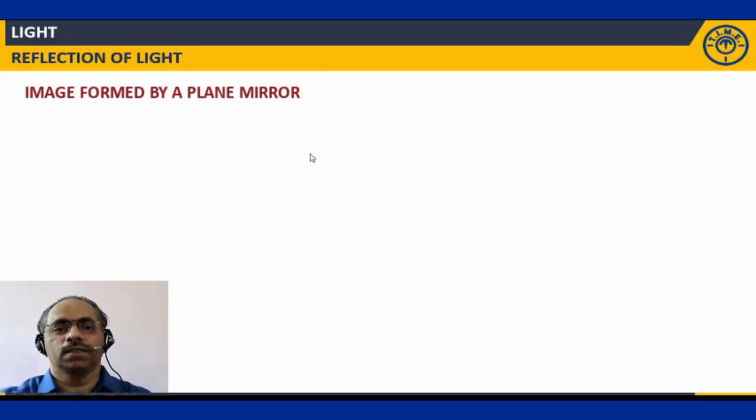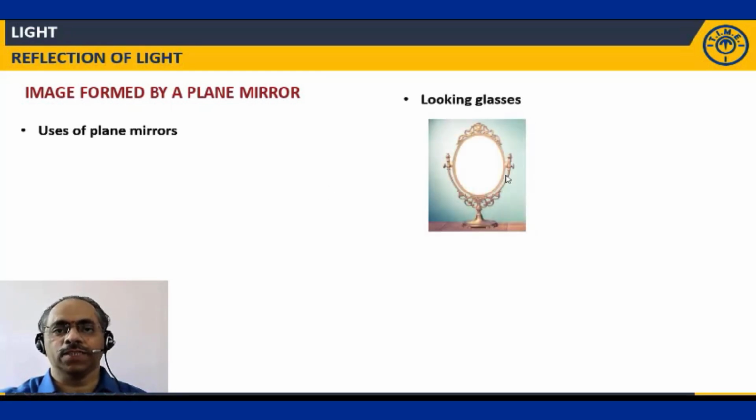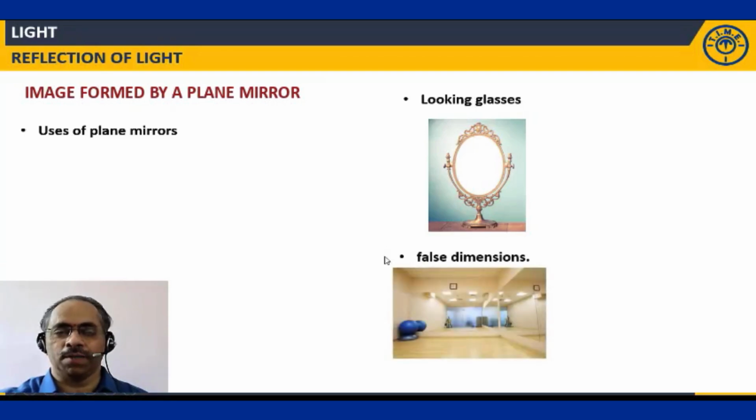Now we shall see some uses of the plane mirrors. Whatever the uses of the plane mirrors, the first one, if you see, is looking glasses. These are very much familiar to us. Next one is false dimensions. These are also one of the uses of the plane mirrors.